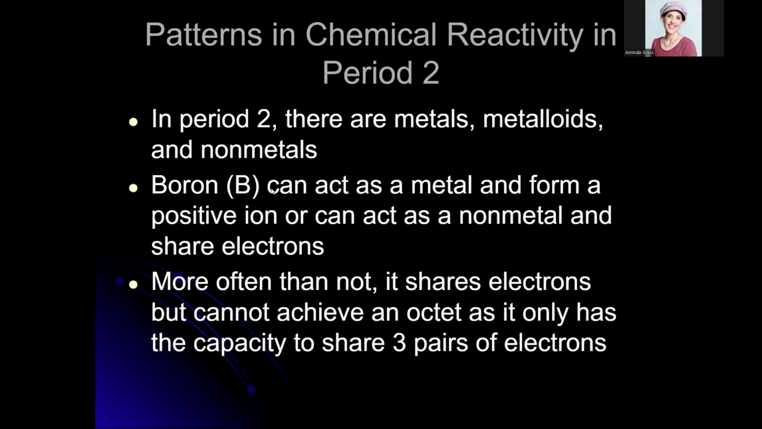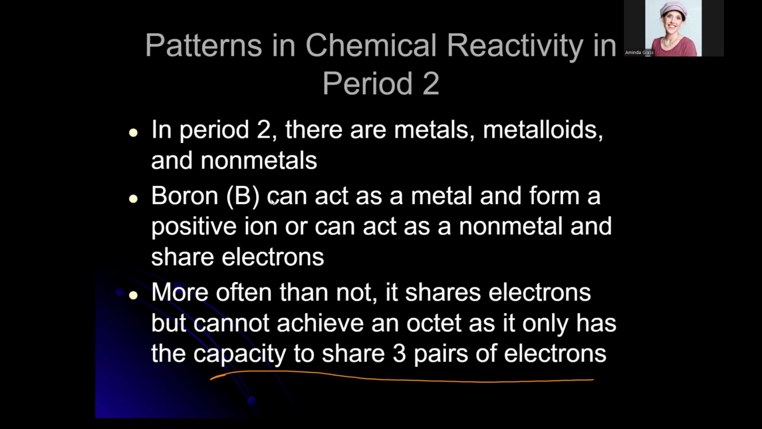but there's something special about boron. It only has the capacity to share 3 pair of electrons, so it can't achieve an octet. So boron is an exception to the octet rule, like hydrogen and helium. Only it just can't form an octet.